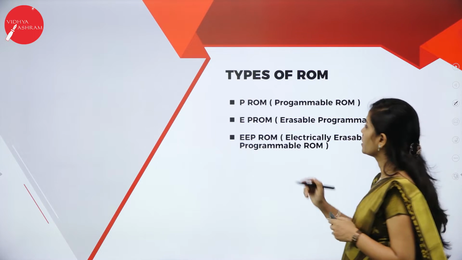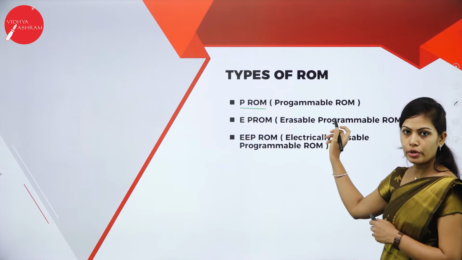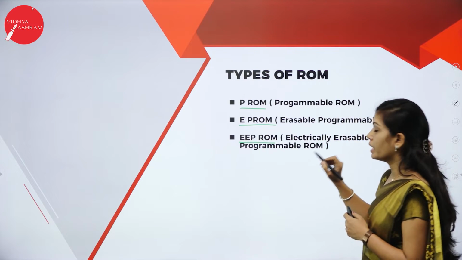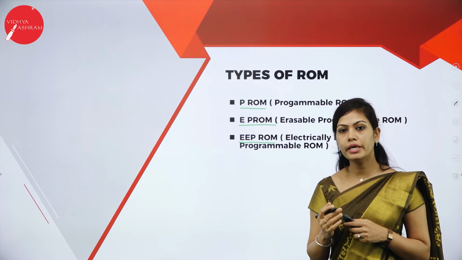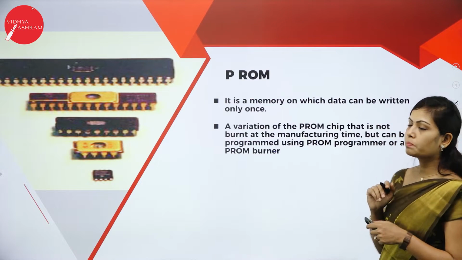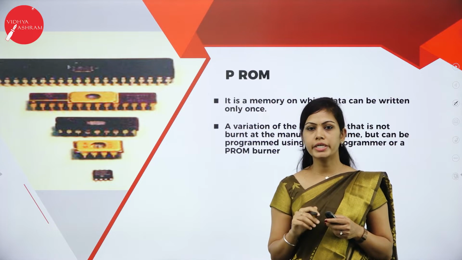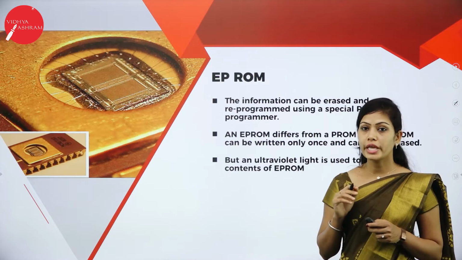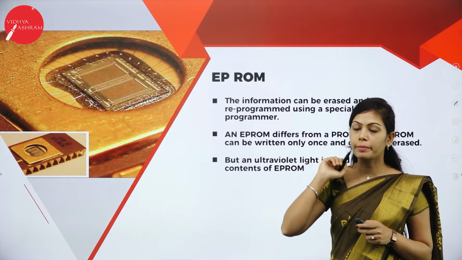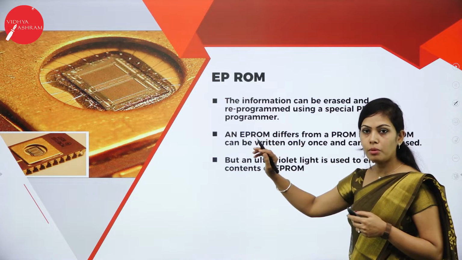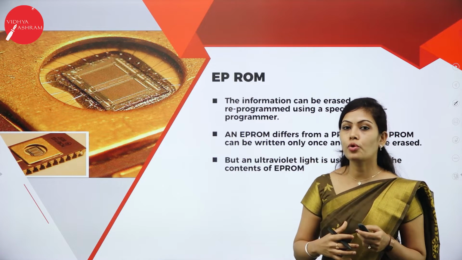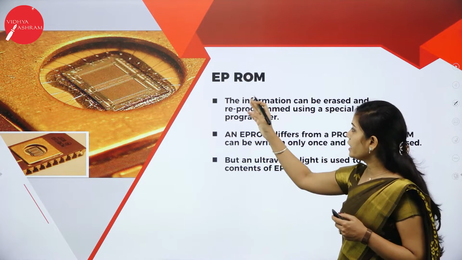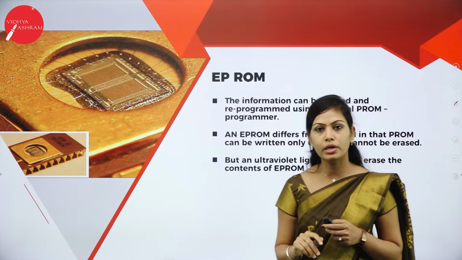So types of ROM: PROM, programmable read-only memory, EPROM, erasable programmable read-only memory, and EEPROM, electrically erasable programmable read-only memory. So first one is PROM. What is PROM? PROM is one of the important types of read-only memory. We can store the data only once. So next we have EPROM, erasable programmable read-only memory. In EPROM, the information is erased and reprogrammed using a PROM programmer.